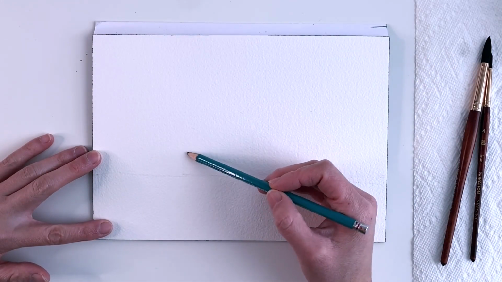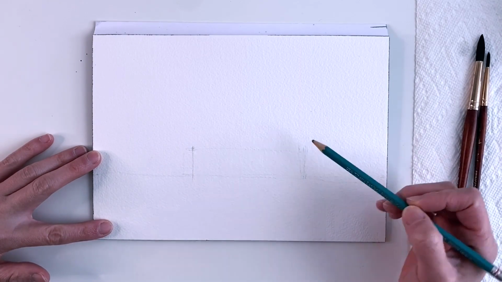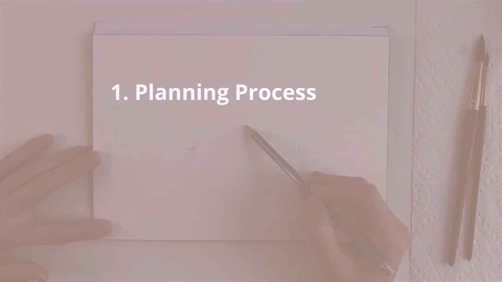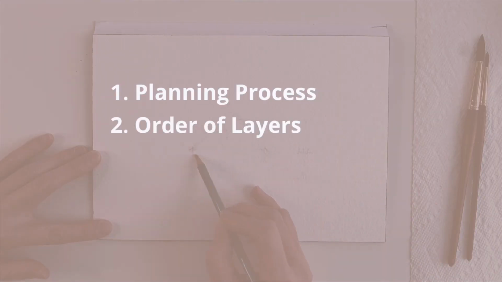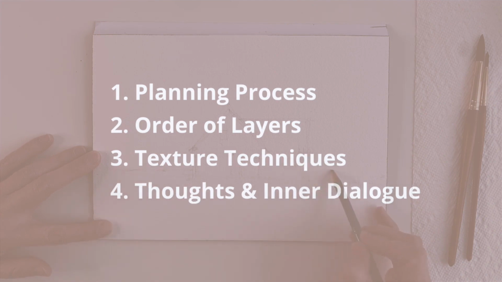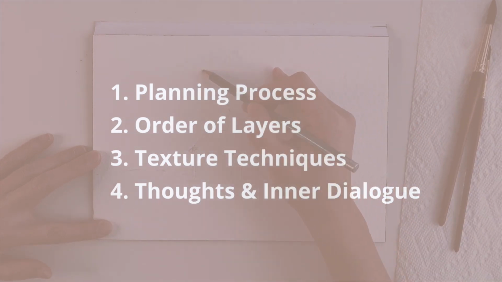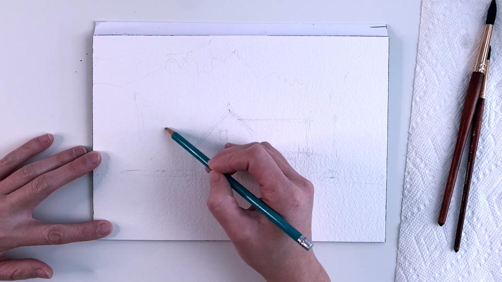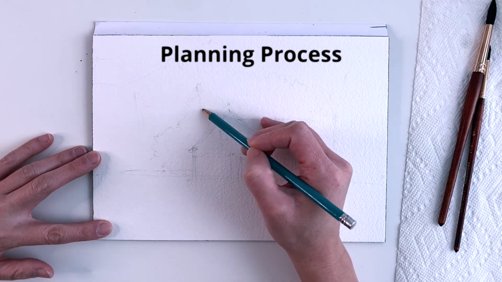Generally, all of the responses fell under 4 different categories. The first was the planning process. The second was what order I painted things in. The third was texture techniques that I used. And the fourth was just my own inner thoughts and dialogue as I was painting this painting. So I guess I'll start with the planning process.